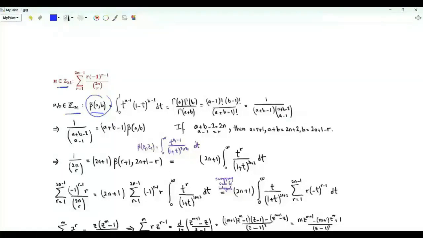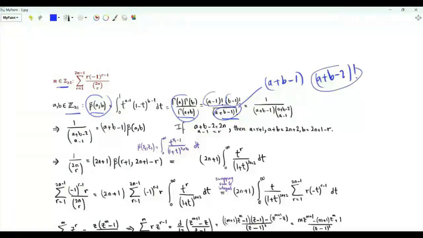Beta of a and b is gamma of a times gamma of b over gamma of the sum. A and b are positive integers. This ratio is a minus 1 factorial times b minus 1 factorial over a plus b minus 1 factorial. We can write this as a plus b minus 1 times a plus b minus 2 factorial. This factorial, together with these two, give us this binomial coefficient in the denominator, a plus b minus 2 choose a minus 1.